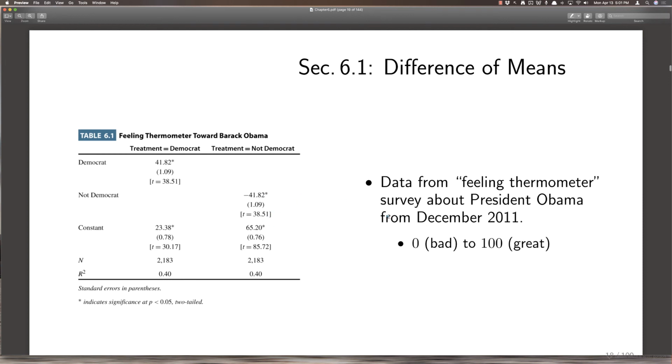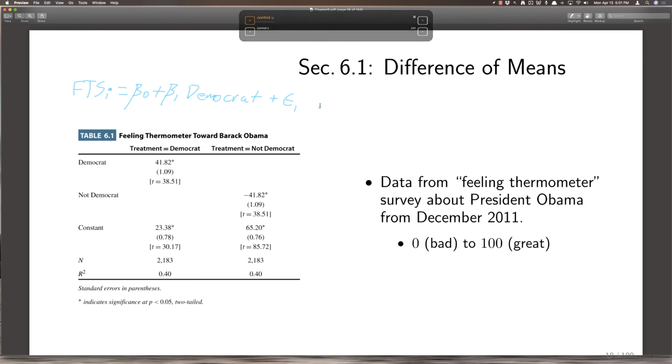All right. So here is some data from a feeling thermometer survey about President Obama from December of 2011. And let me see if I can put this up here. So I'm going to do feeling thermometer score for person i. So this is survey data. And the feeling thermometer score is going to be beta naught plus beta 1 times whether or not the person is a Democrat, plus epsilon.